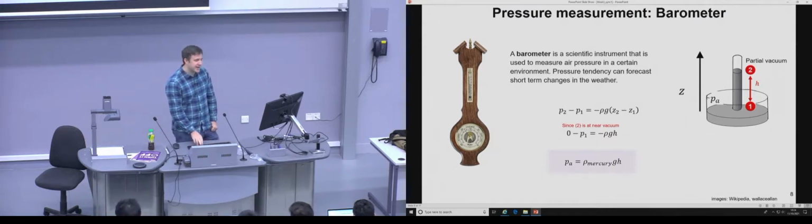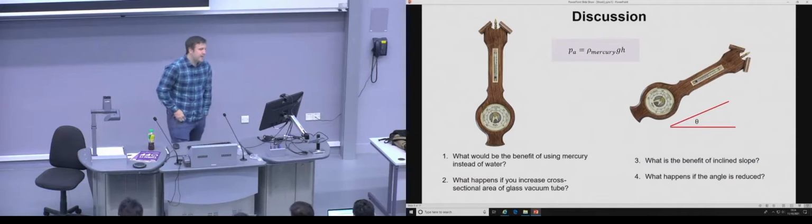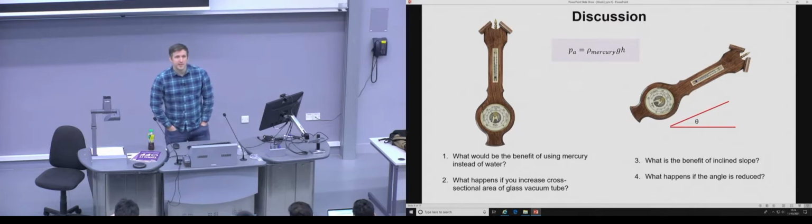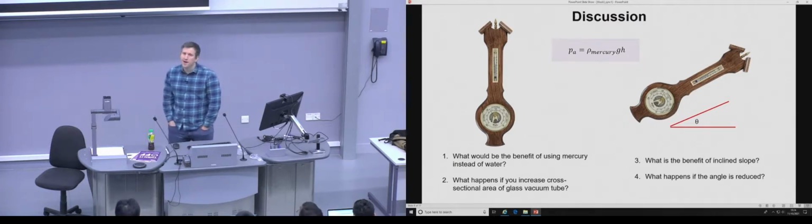That vertical height displacement is a way to directly measure the atmospheric pressure. Some questions arise, and these are copied onto Piazza, so please feel free to continue the discussion there. I can't see what's been written, but I'm happy to hear your thoughts.